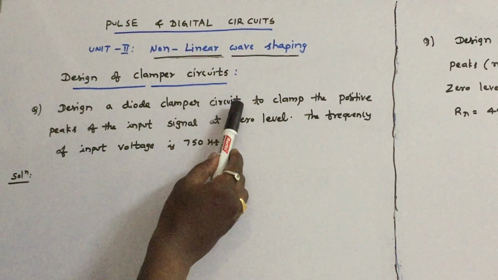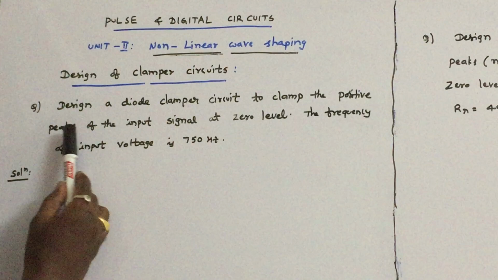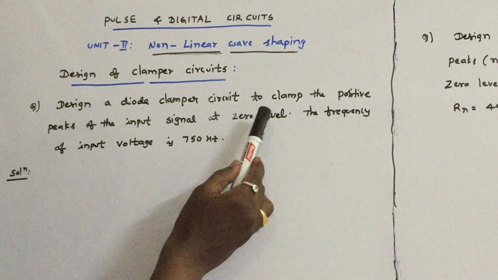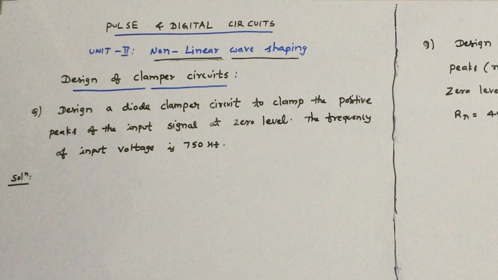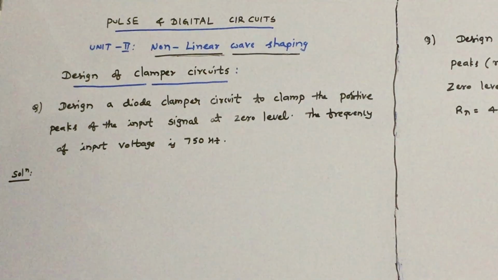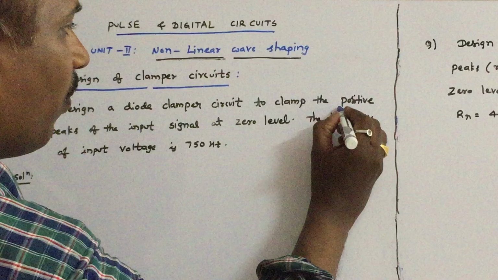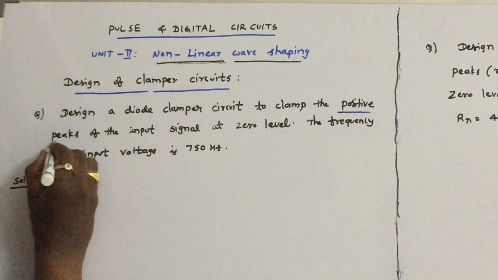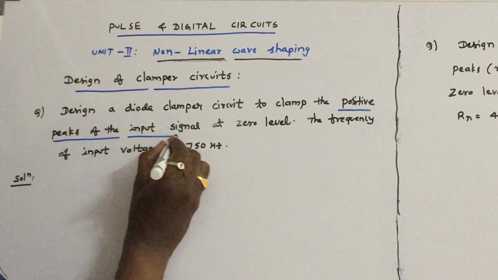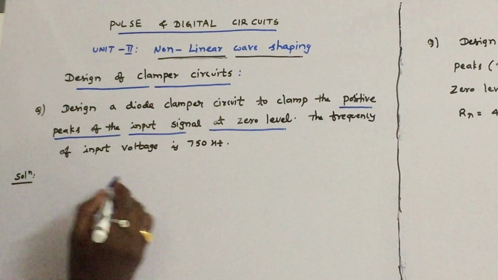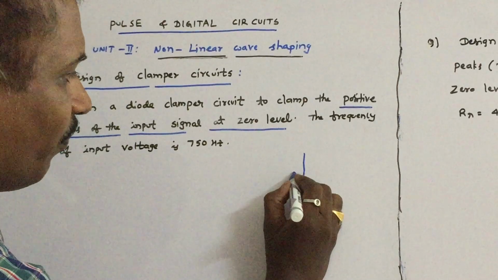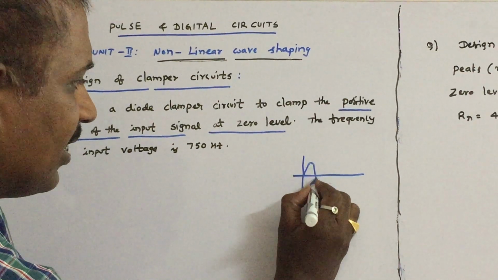Design a diode clamper circuit to clamp the positive peaks of the input signal at 0 level. The frequency of the input voltage is 750 Hz. So this is a very simple problem. What you have to understand from the problem is that the positive peaks of the input signal are to be clamped at 0 level. For example, this is the input signal.